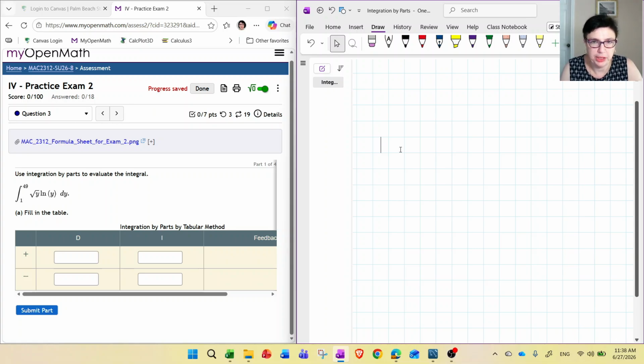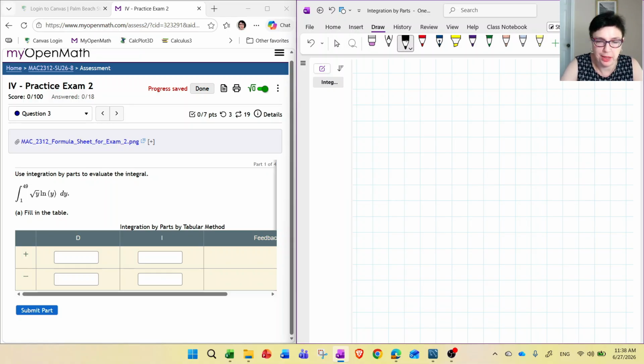In this video, let's review integration by parts, and this time we have a log in there. First I'm going to evaluate the indefinite integral. So we're trying to evaluate the integral of square root of y times natural log of y. Now, what we're going to do here is use what's called a tabular method, which means that we're going to create a small table here.